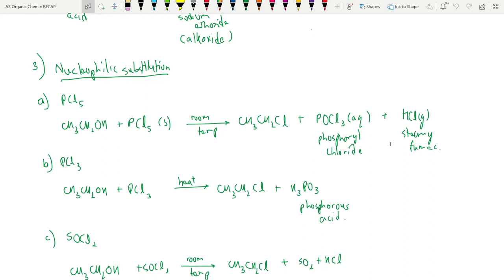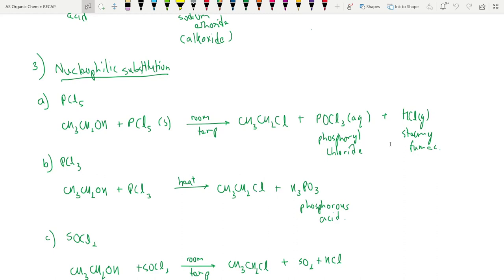It reacts with PCl5 and SOCl2 at room temperature to form the halogenoalkane. For PCl5, it will produce phosphoryl chloride, POCl3, and steamy fumes of HCl will be seen. It will react with PCl3 in the presence of heat to form phosphorous acid. It will also react with SOCl2 at room temperature to form SO2 and HCl. This is the best way to prepare the halogenoalkane.